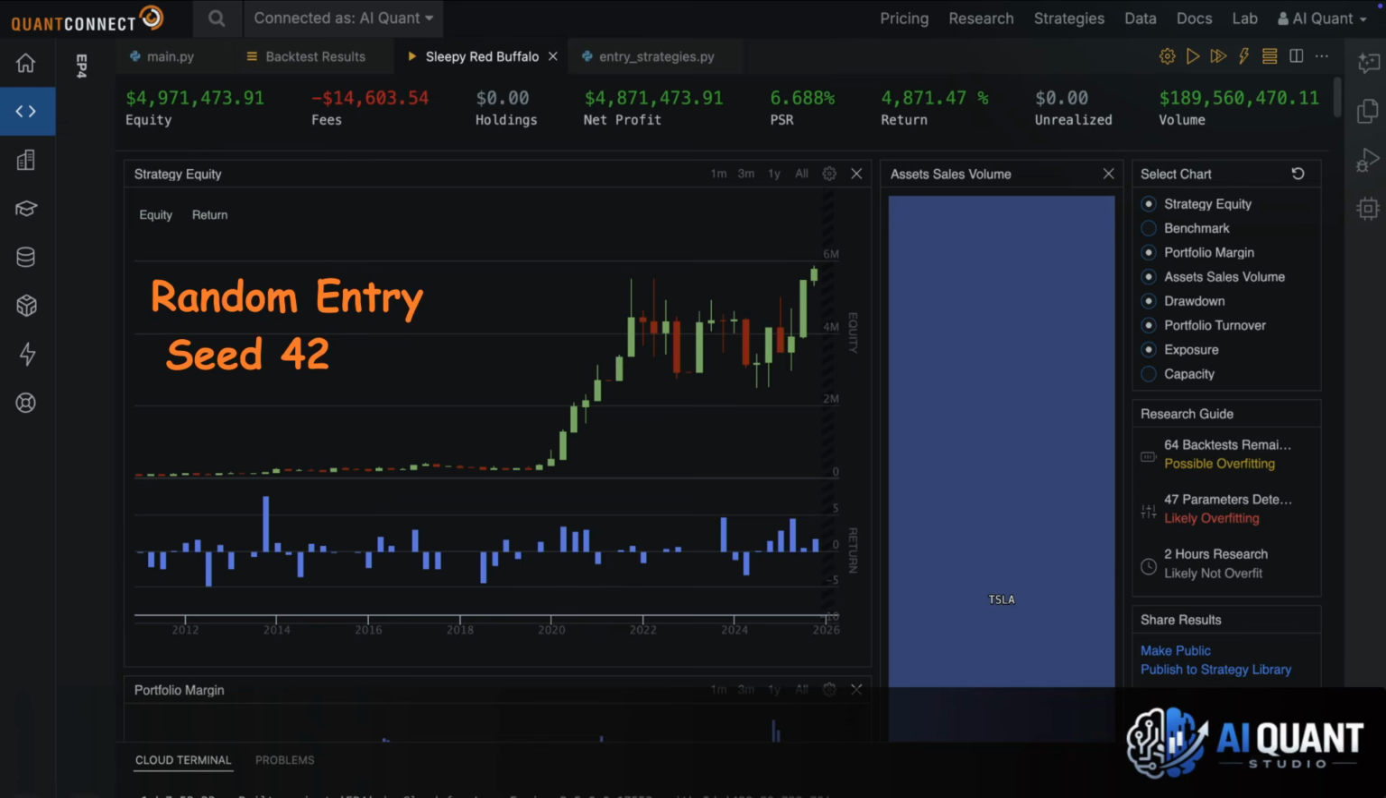No indicators, no technical analysis. Just a coin flip on any random trading day. And it beat our best engineered entry at 4,390%. One seed isn't proof. Random results vary by definition.